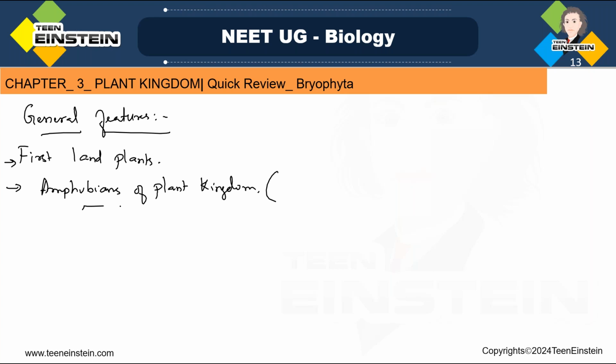And bryophytes are not considered successful land plants. Why? They are living some stage on the land area, right? Why are they called unsuccessful land plants? Because vascular tissue is absent in them, and they need water for fertilization. These are not successful land plants. So bryophytes are not considered successful land plants because vascular tissue is absent.